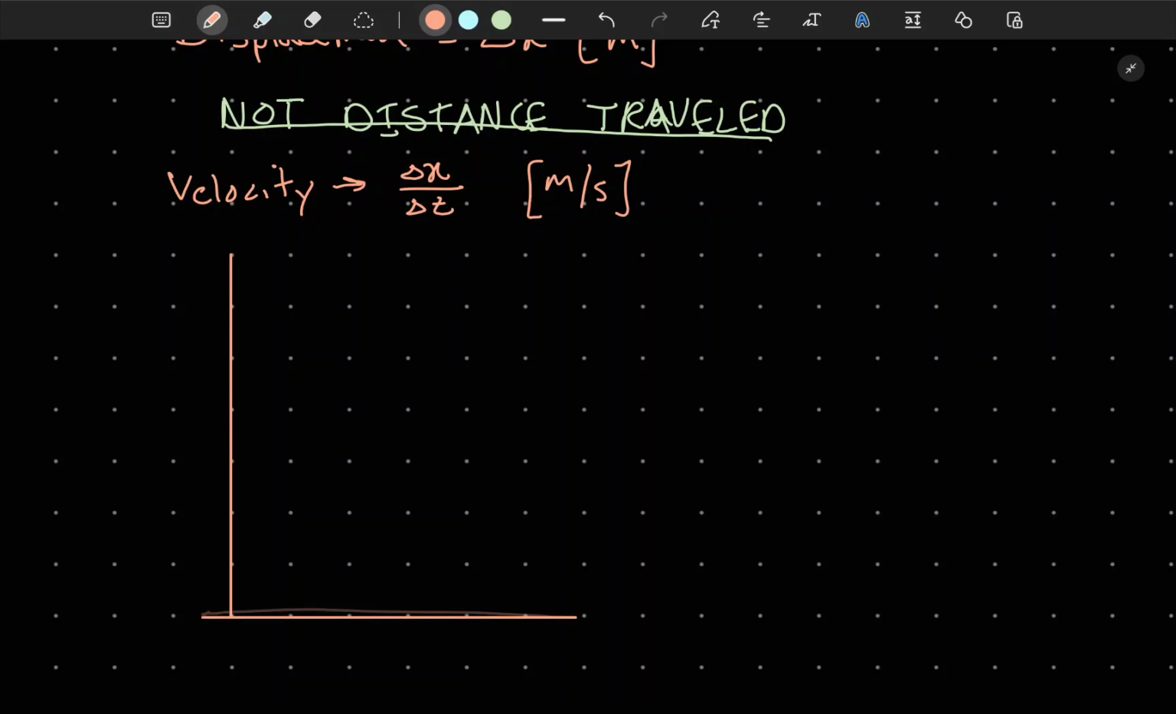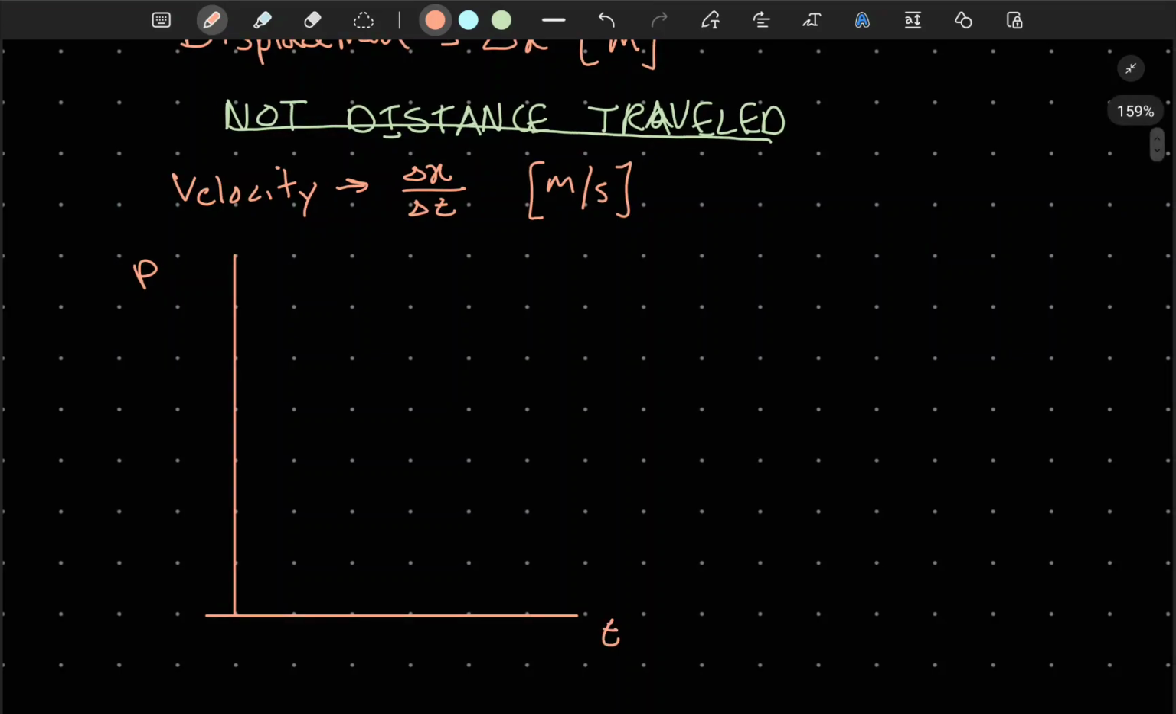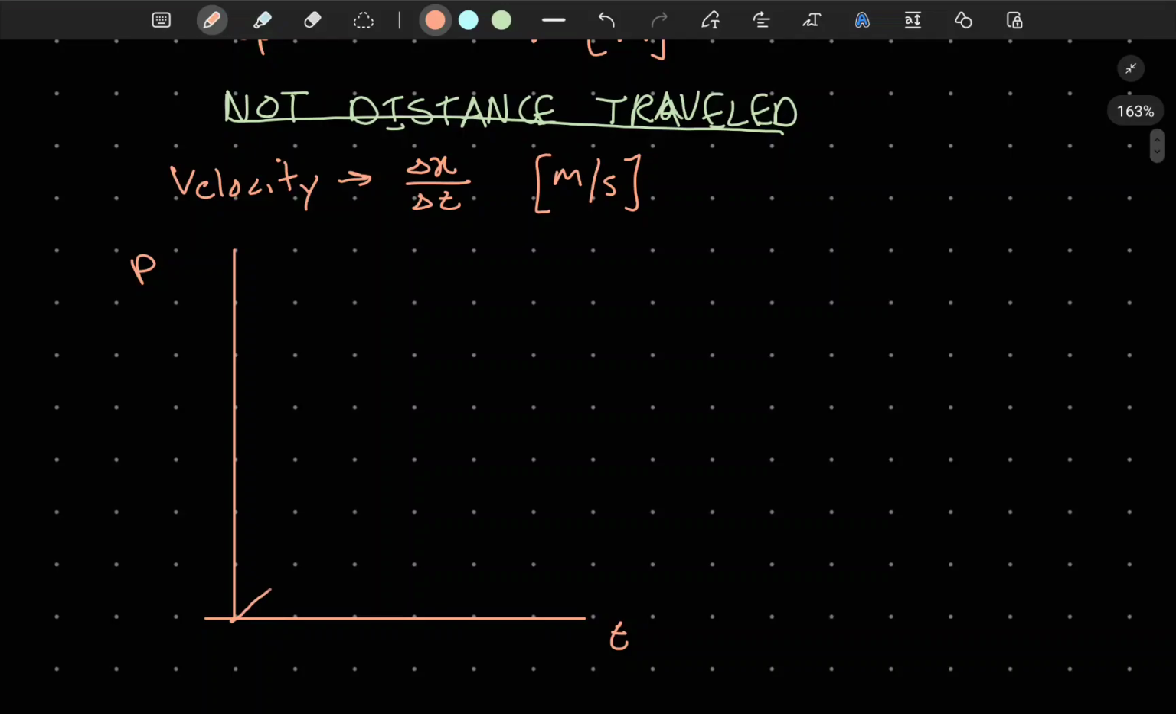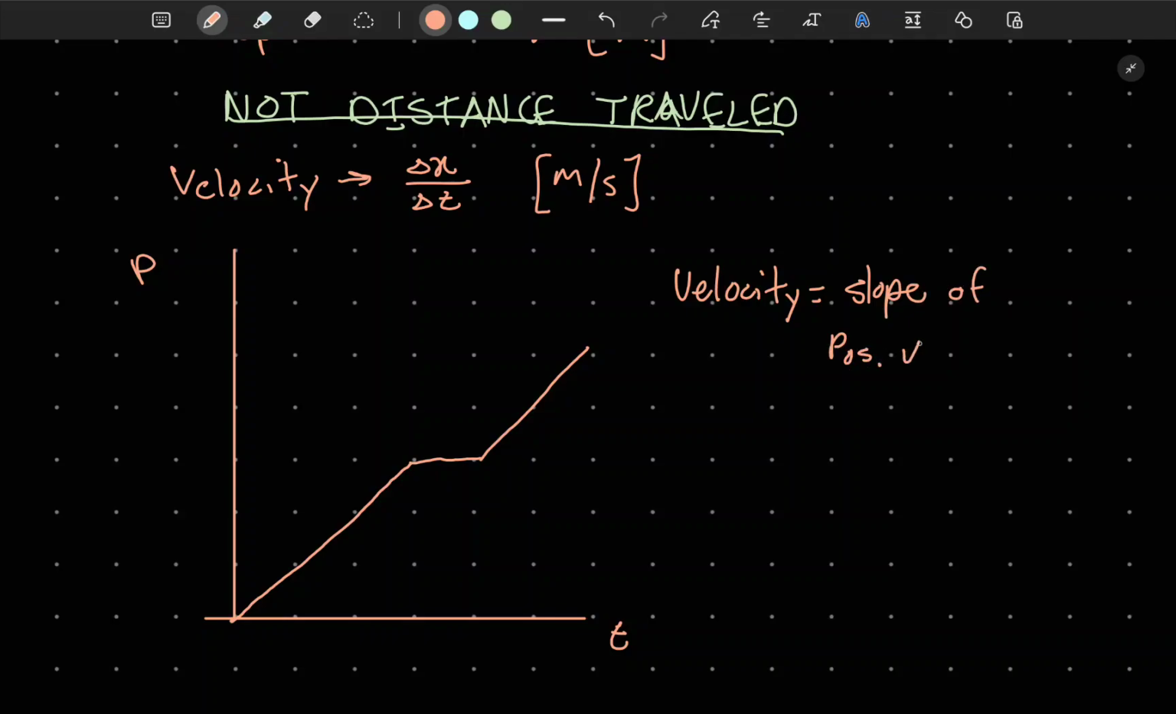Like this, like that. So if you have a position over time graph, and it looks like this, and then let's say you go like that and then like that, the velocity is equal to the slope of position versus time.